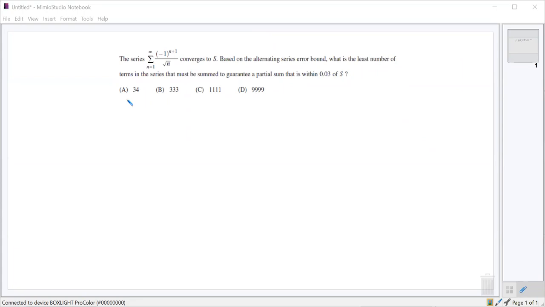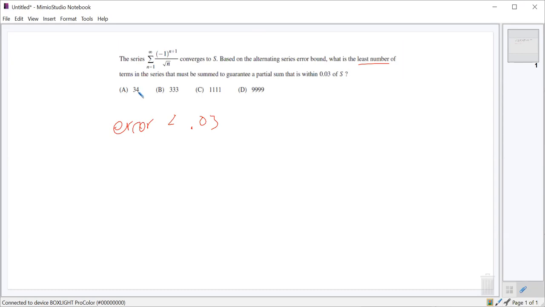So if we want the error to be less than 0.03, that means that the next term has got to be the least number of terms. So we just need the next term to be a value that is less than 0.03. And if it is, then we know that our error must be clearly less than 0.03.